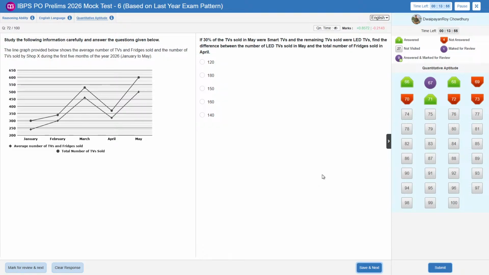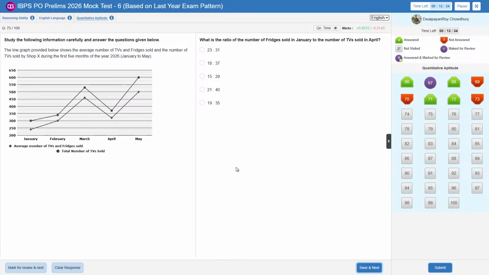But it must be somewhere close, right? It's not even close. TV in May. Okay, the last one, right? Okay, this is March, this is May. 70% of 600, so 420 and 270, so it's 50.